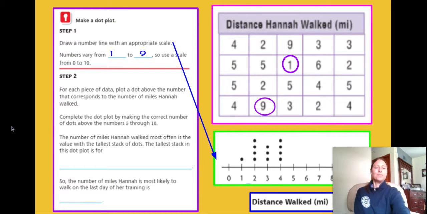And then from that information, you can figure out the distance that occurred most often, which is 5. So 5 miles is the most frequent number. So the number of miles Hannah is most likely to walk on the last day of her training is 15.